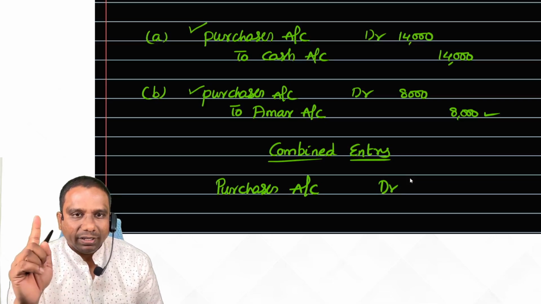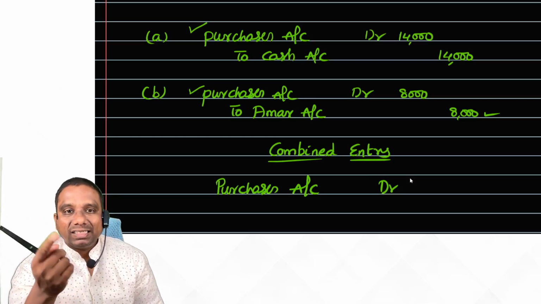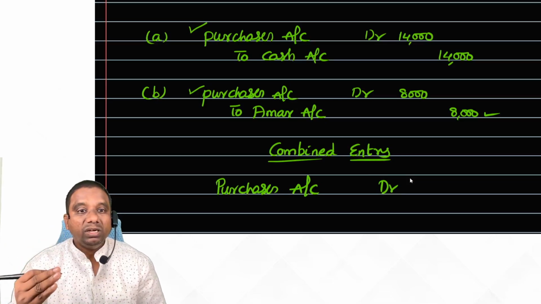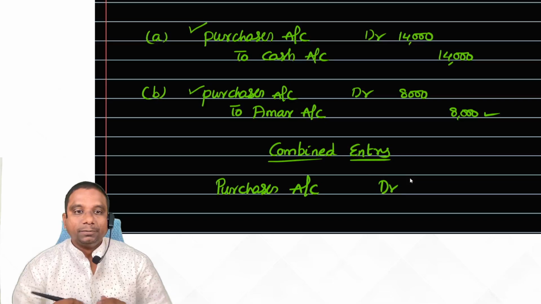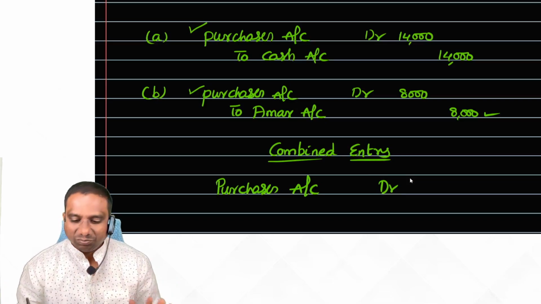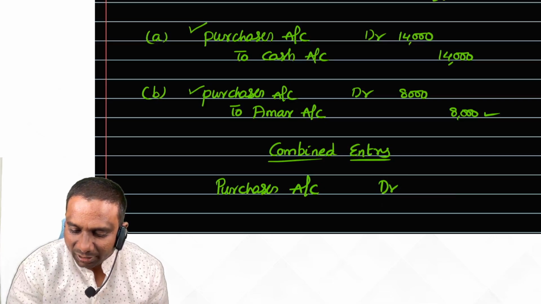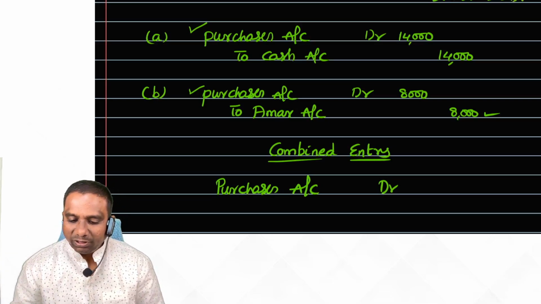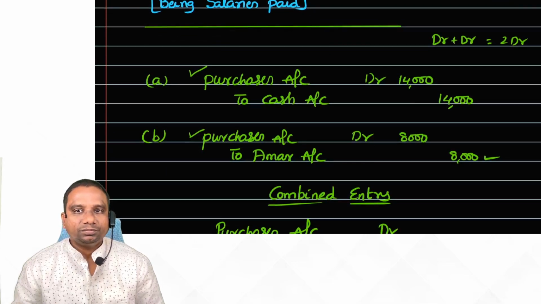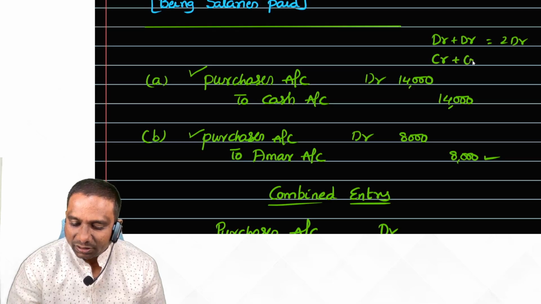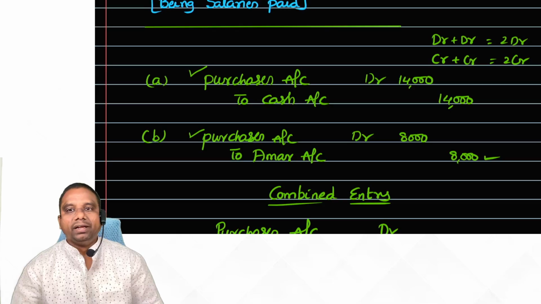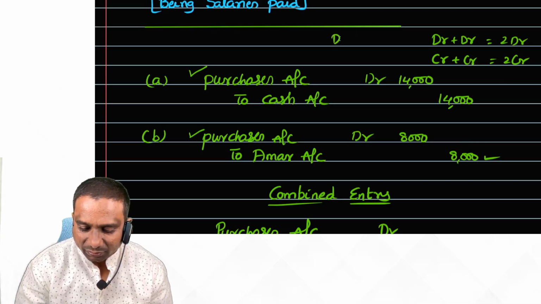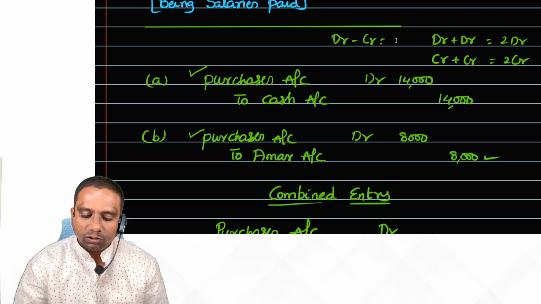First entry, observe debit: purchases 14,000. Second entry, observe debit: purchases 8,000. Add both the amounts. Debit, debit, add. Credit, credit, add. Debit, credit, minus. Yes or no, students? Debit plus debit is equal to debit, add. Credit plus credit is equal to credit, add. Debit minus credit is subtract.